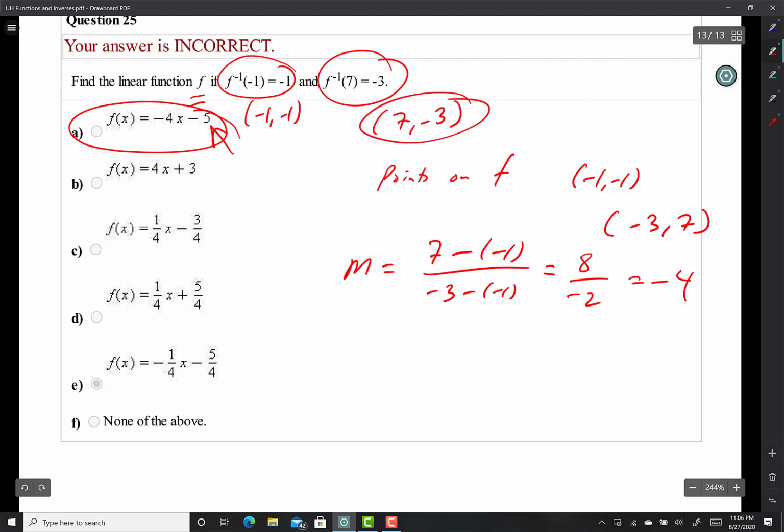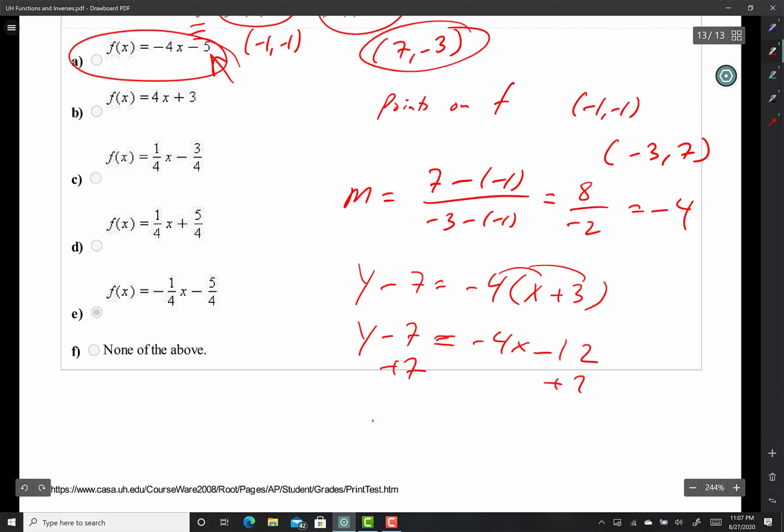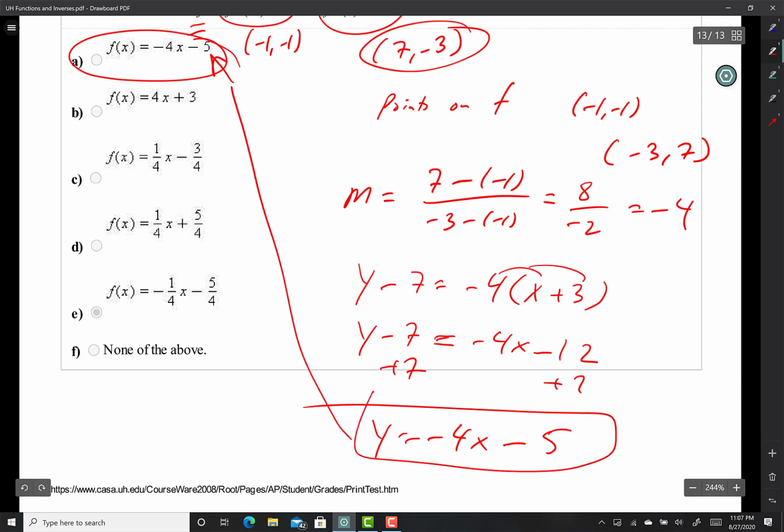So there it is. I'm going to stop. Well, no, we're not going to stop. We're going to go ahead and get that number. So here we go. Y minus 7. I'm using my point slope formula. -4 times x minus a -3, so plus 3. And now when I do this, y minus 7 equals -4x minus 12 plus 7 plus 7. And it looks like we're going to get -4x, and the difference between 7 and 12, 7, 8, 9, 10, 11, 12 is 5. And you keep the negative because 12 is bigger than the 7. And there it is, guys. Yay, we did it.